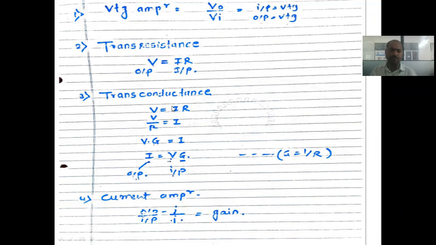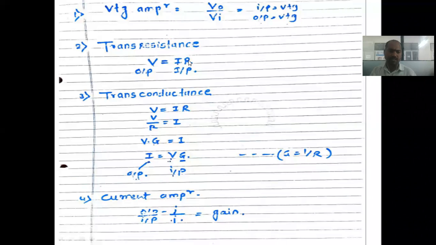So in case of voltage amplifier, it is also V0 by Vi, it is nothing but a gain, and in case of current amplifier I by I, it is also the gain, right? Why is it so? Because it is the same quantity, right? That's why gain is coming with respect to it.